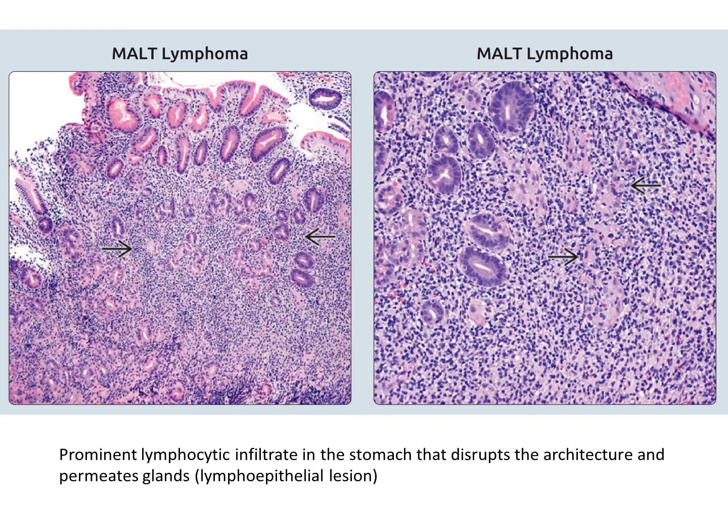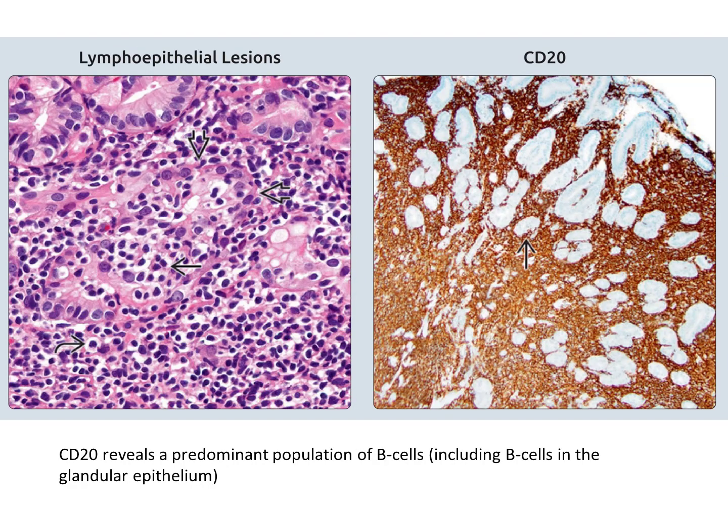Here's an example of MALT lymphoma. Notice the prominent lymphocytic infiltrate that disrupts the glandular architecture of the stomach. The higher magnification view shows the characteristic lymphoepithelial lesion. This next example on the left shows more clearly the lymphoepithelial lesion, which consists of lymphocytes within the glandular epithelium. The lymphocytes have a small round nucleus and a rim of clear cytoplasm. The lesion is confirmed as a B-cell lymphoma with CD20 immunohistochemistry.